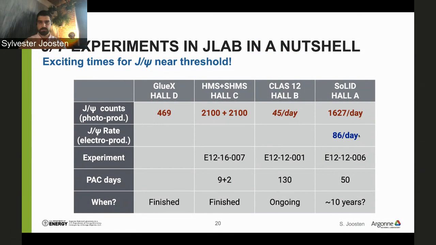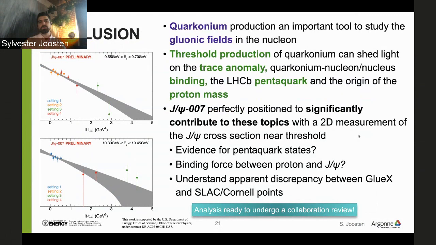So, conclusions. Quarkonium production is really an important tool to study the gluonic fields in the nucleon.